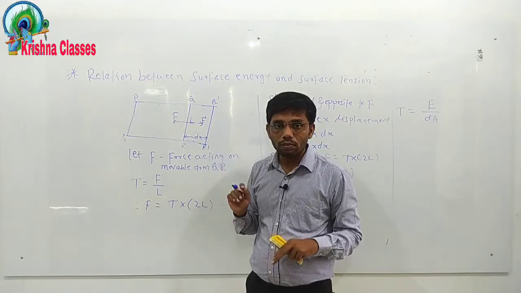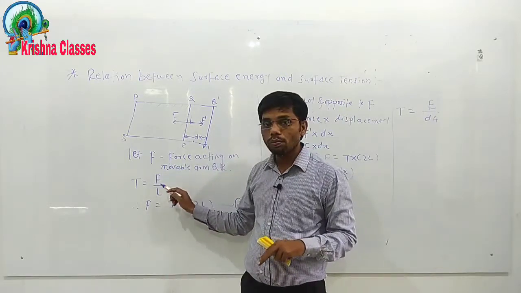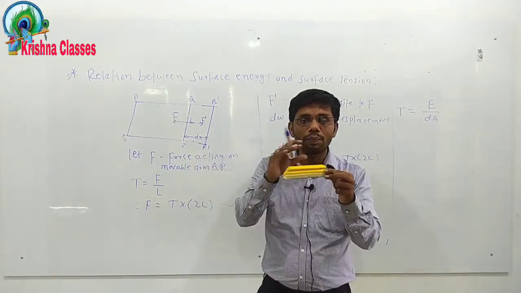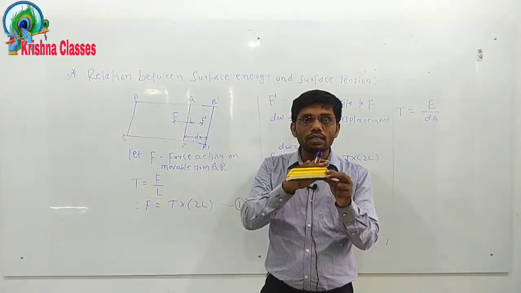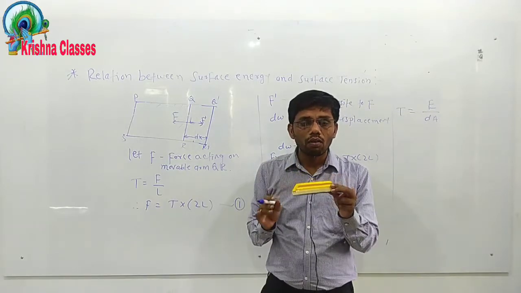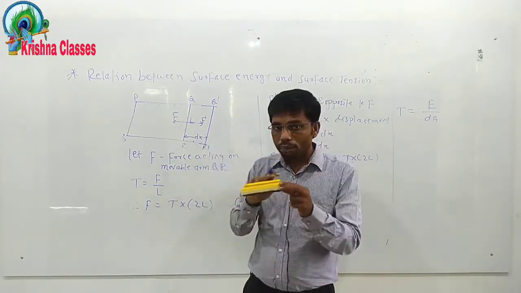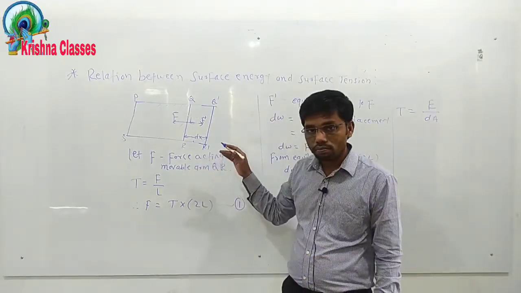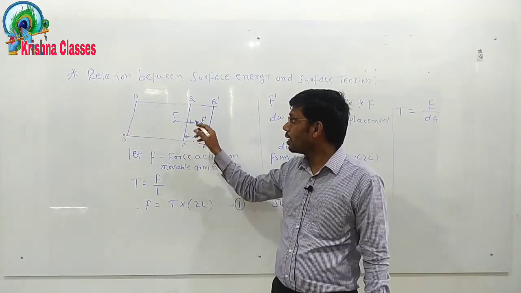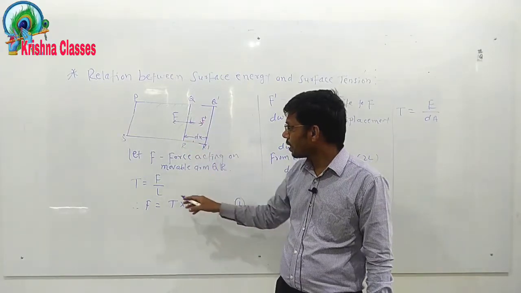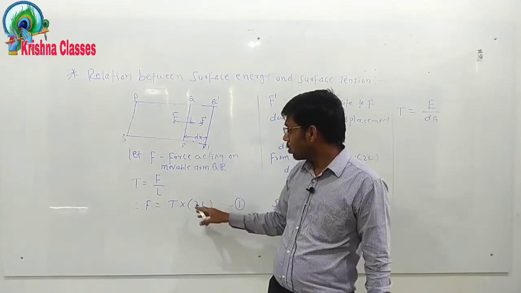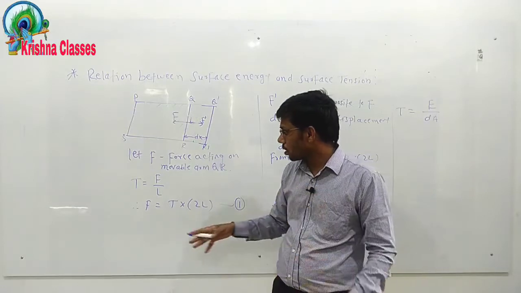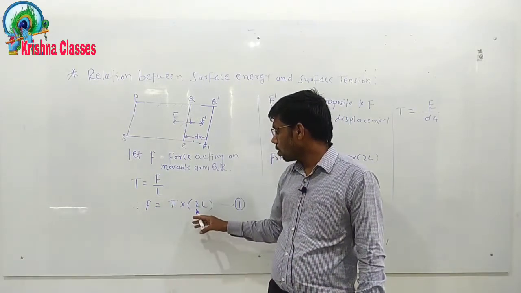We know the definition of surface tension: T is equal to force per unit length. But here, suppose the frame has two surfaces, one is the upper surface and another is the lower surface. The force acts on the movable arm QR having a length L, so the effective length is twice L, because it has an upper surface as well as a lower surface. Therefore F is equal to T into twice L.